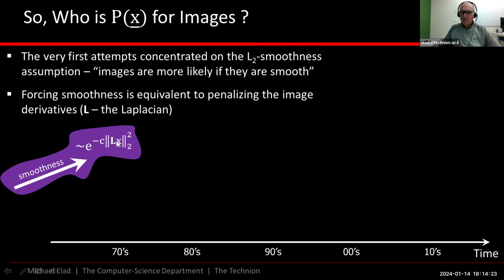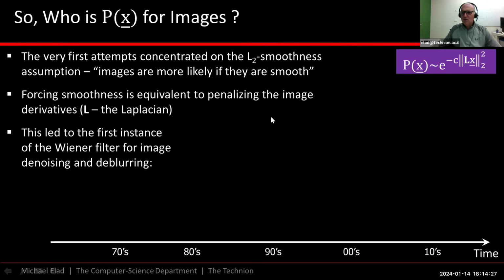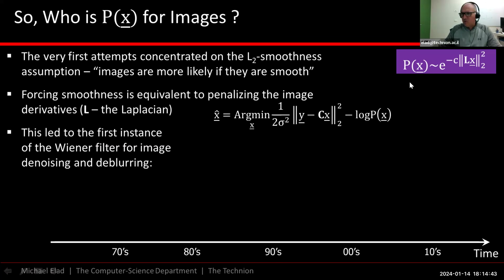In fact, you know what? Let's play a game. If this is my probability density function for images, I can plug it into what we have done before. I remind you that 20 minutes ago, something like that, we have shown that the MAP estimate for an inverse problem is the least squares with regularization. Remember? And now we have an explicit expression for P of X. We can actually take P of X from here and plug it here. Let's do that.